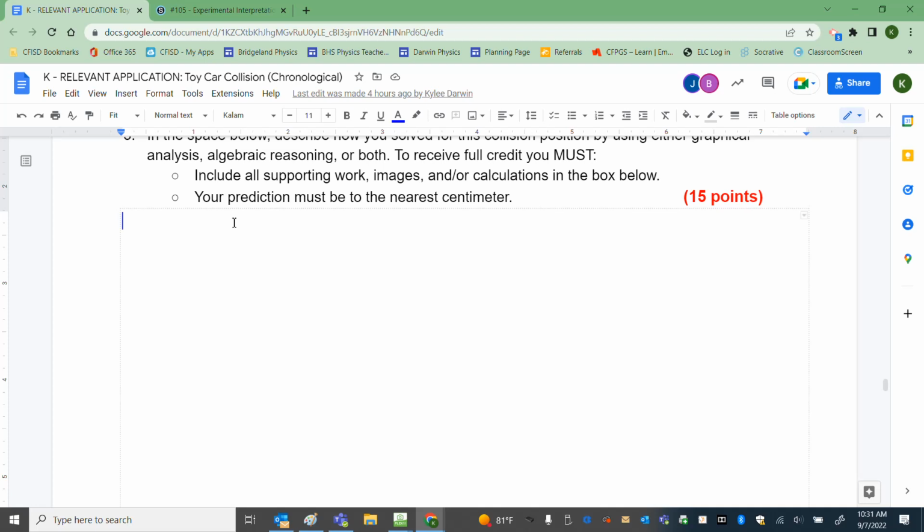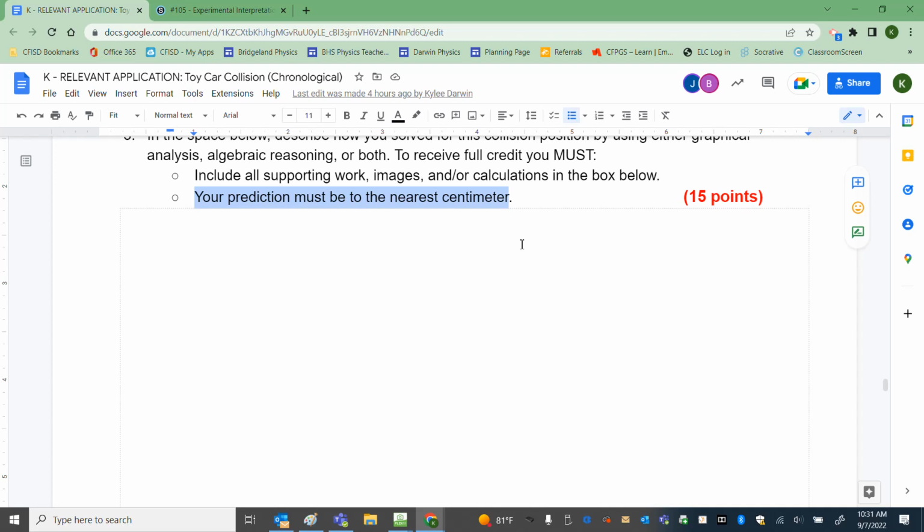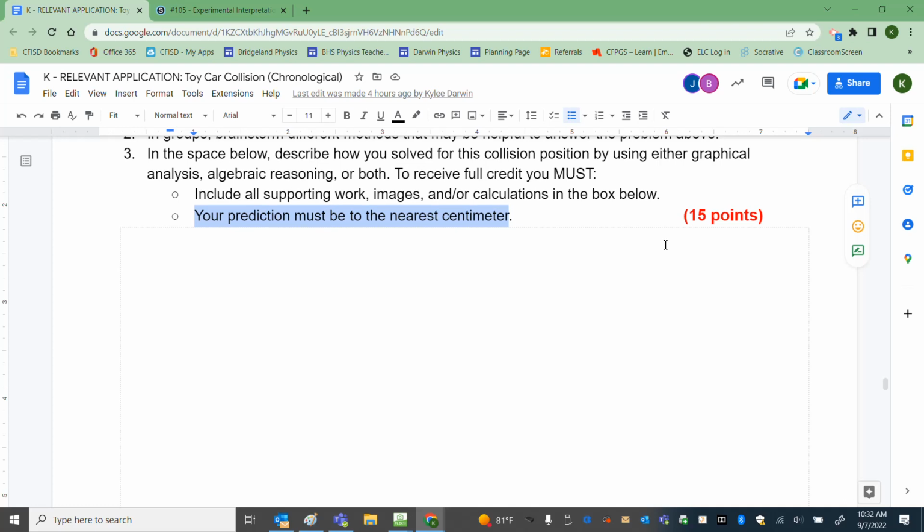But your prediction, whatever it is, needs to be to the nearest centimeter. It really does need to be something that you calculate in some way or find quantitatively from a graph. It's not just, it's probably going to be at about 2. Not like that. It needs to be 2 meters, to the nearest centimeter. So in that case, you could have 2.11. If you're leaving it in meters, the nearest centimeter is the hundredths place. So heads up on that. It needs to be backed up by something. If it's just a number in here, you're not going to get credit. This is 15 points, so make sure you're paying attention.